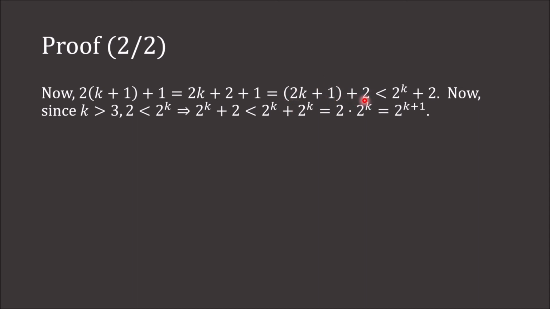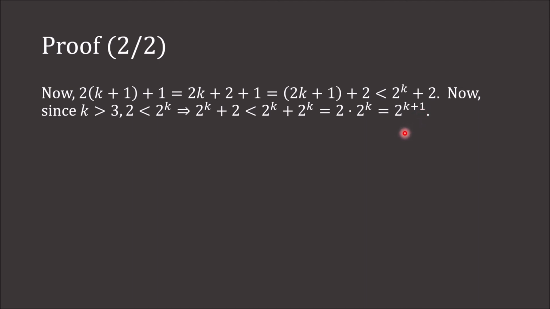which we can write as (2k plus 1) plus 2. But by our inductive hypothesis, this term right here, this 2k plus 1, is less than 2^k. So this whole thing is now less than 2^k plus 2. Now, since k is larger than 3, 2 has to be less than 2^k. This means that 2^k plus 2 is less than 2^k plus 2^k, which is 2 times 2^k, which is 2^(k+1).